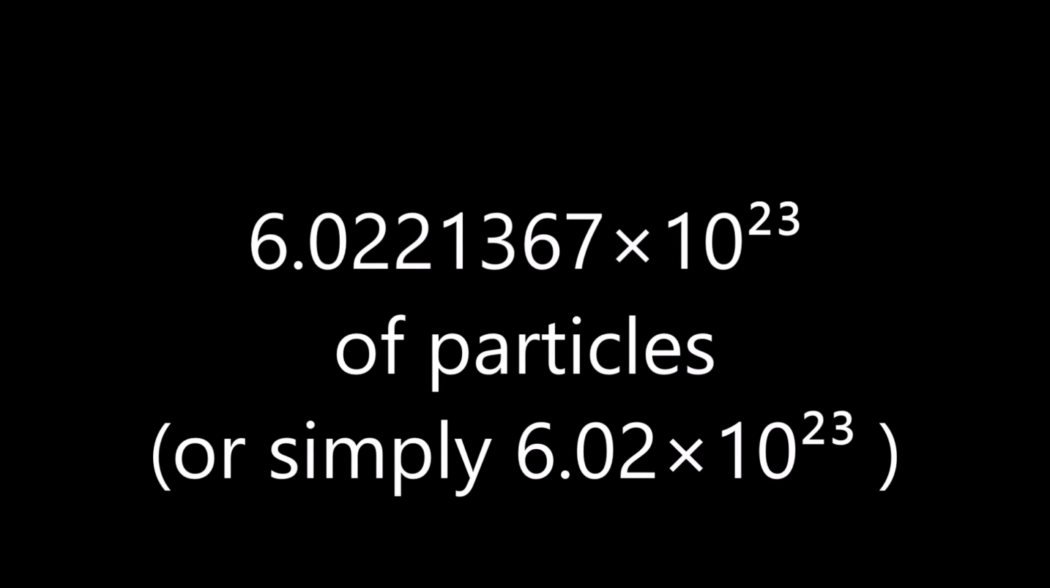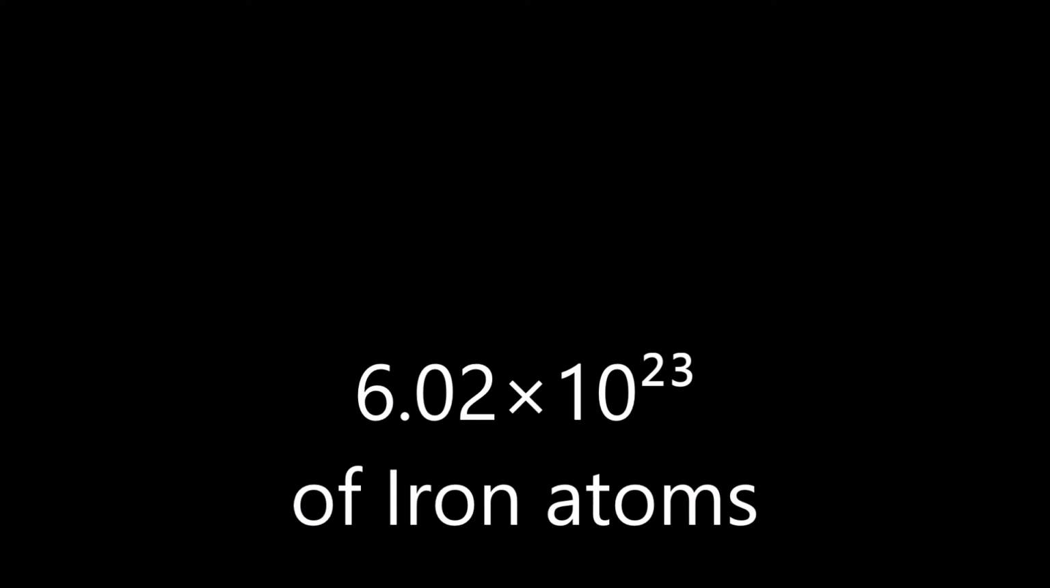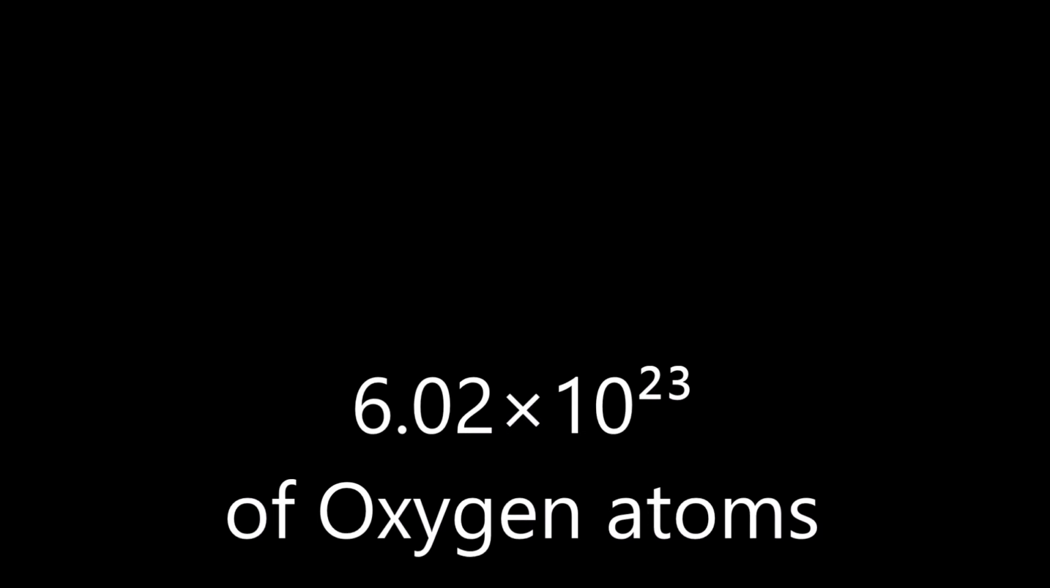Mole. It is an SI unit for substance. 1 mole of anything is equal to 6.0221367 times 10 to the 23rd power of particles. By particles, it means atoms, ions, or chemical formula, which we will talk about later. For example, 1 mole of iron equals 6.02 times 10 to the 23rd power of iron atoms. And 1 mole of oxygen equals 6.02 times 10 to the 23rd of oxygen atoms.